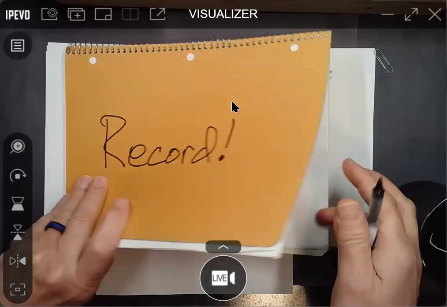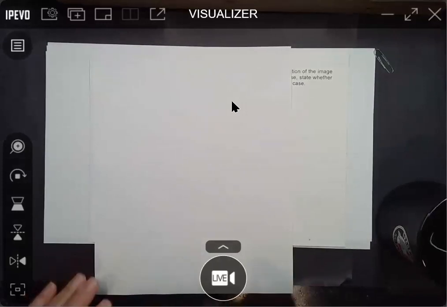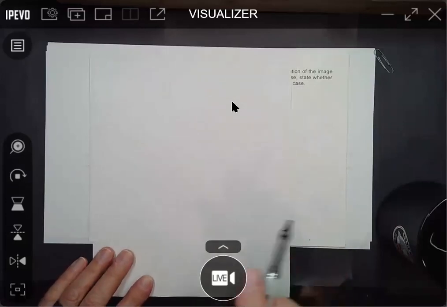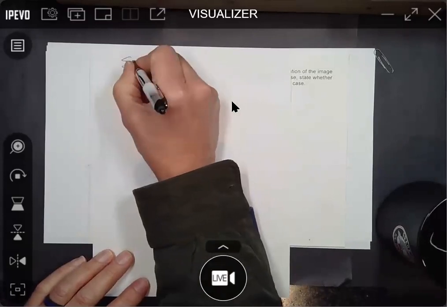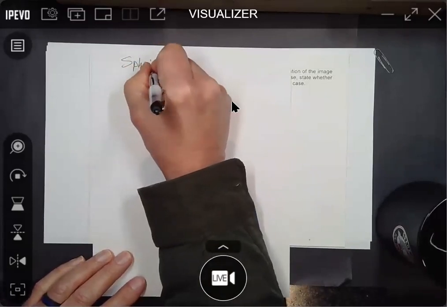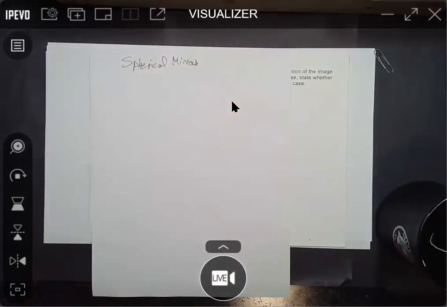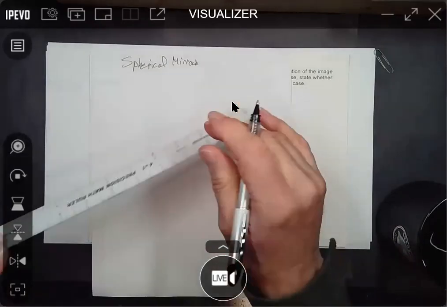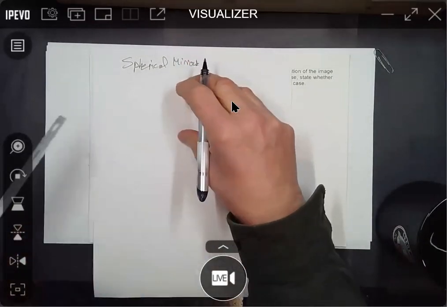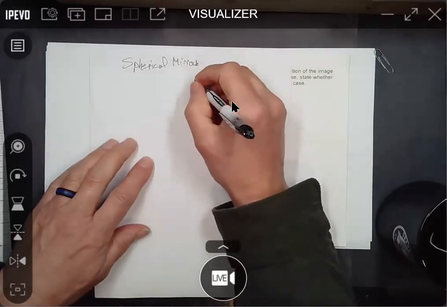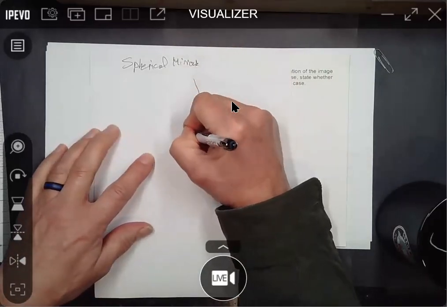Okay, we are recording. All right, today we're going to be looking at images formed by curved mirrors. And for what we're doing, we're actually using spherical mirrors. However, we're going to stay close to what they refer to. I can't remember the exact term they use, but we're going to define a line on these spherical mirrors.